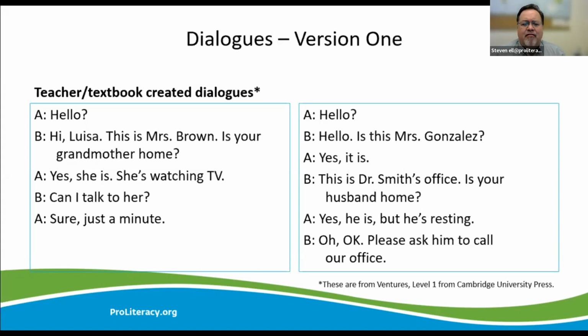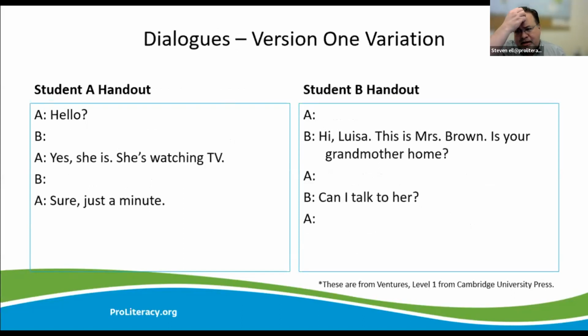A variation on version one that sometimes I will do is I will split the two dialogues onto separate cards. Each student will only get their own part of the dialogue, so they will only know what words they're going to be saying. The reason I do this is it makes the student listen a little more carefully. They're not just waiting until the other person gets through their lines and then they speak, immediately jumping to their own part. In this case, they have to listen to what my partner has said, and then I respond. And so you can use this as a bit of a listening activity in addition to a speaking activity.